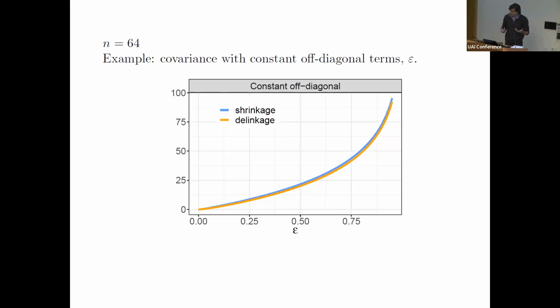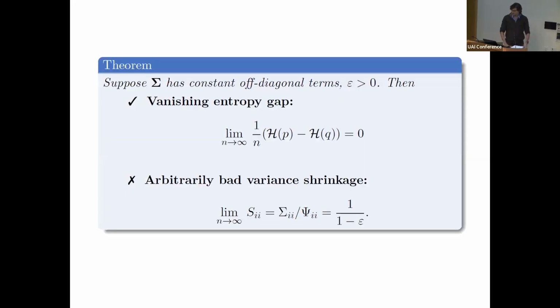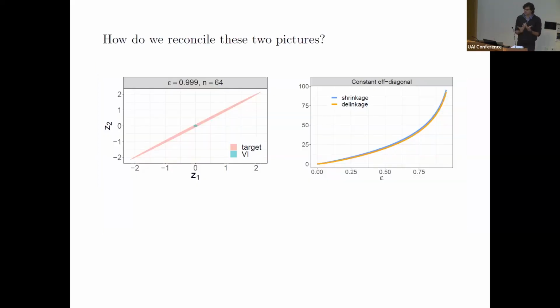And now again, I'm going to ask what happens if I start going to higher dimensions. Well, it looks like the gap becomes smaller and smaller and smaller. And you can formalize that. Let's suppose that we have this sigma with a constant off-diagonal term, and let's look at the limit where our dimension goes to infinity. We can show that the entropy gap per component vanishes. So you actually get accurate estimates of the entropy. And at the same time, you have arbitrarily bad estimates of the variance in every direction, not in just one direction, in every direction. So how do I reconcile these two pictures?